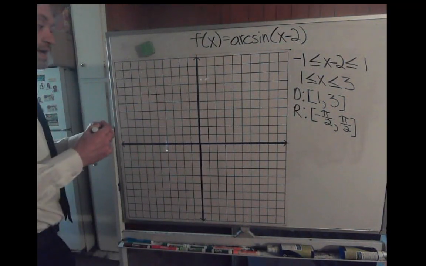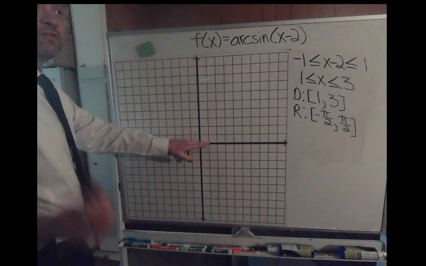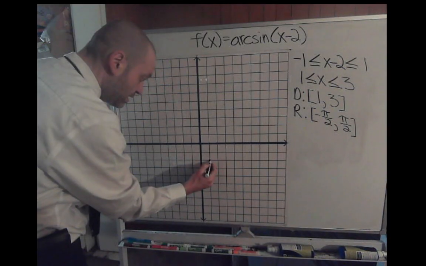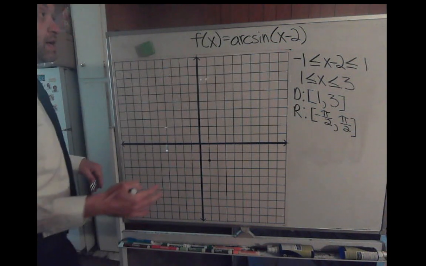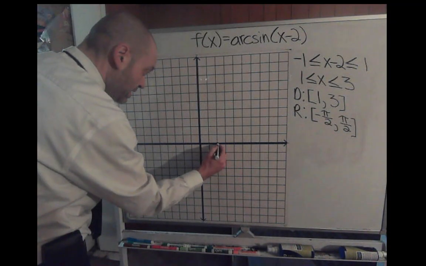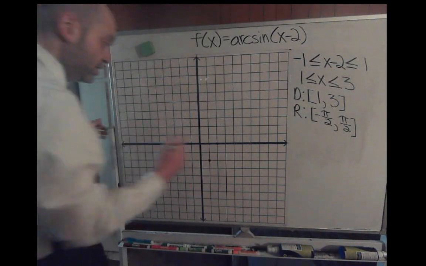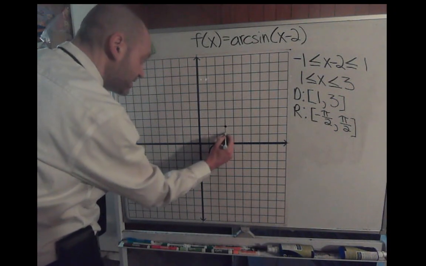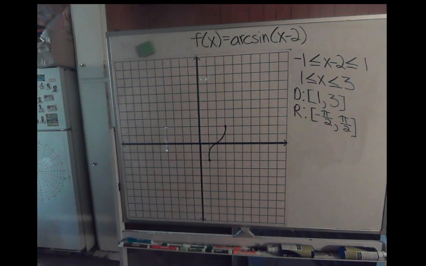So let's go ahead and put in 1. If we put in 1 for x, you'll get the arc sine of -1, which would give you -pi over 2. Now, if I put in 2 for x, that would give me the arc sine of 0, which is just 0. Then if I put in 3, that would give me the arc sine of 1, which is +pi over 2. So here's going to be my graph, and as you see, everything has shifted to the right 2 units.